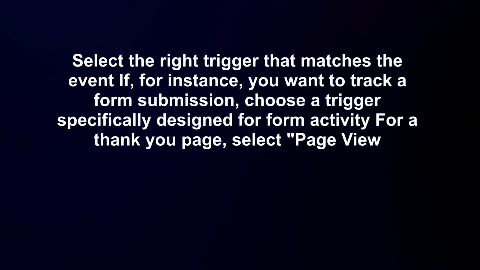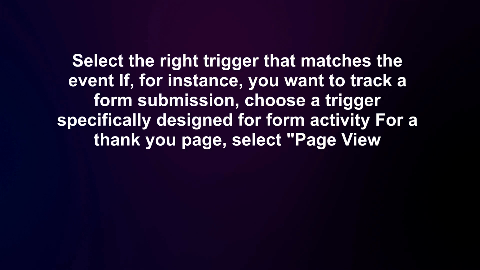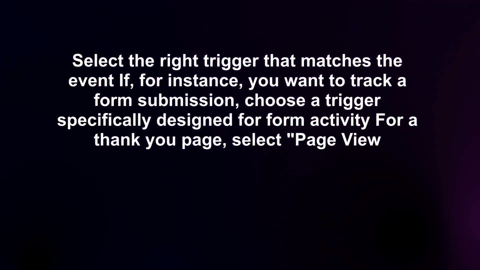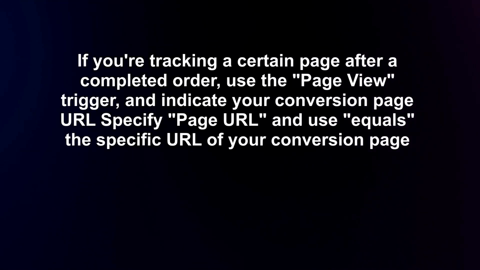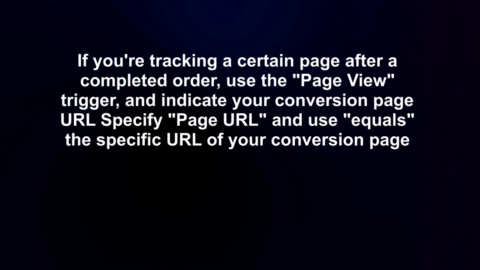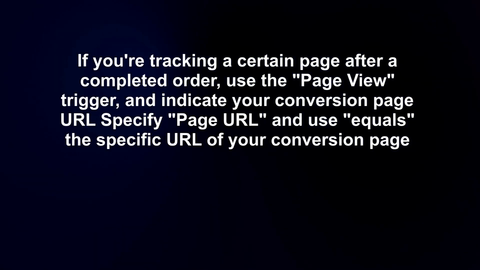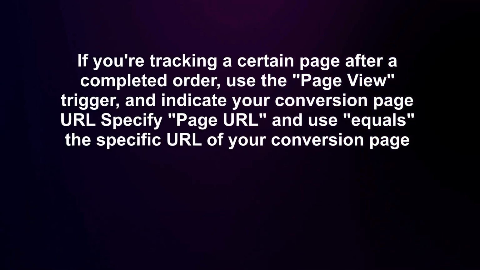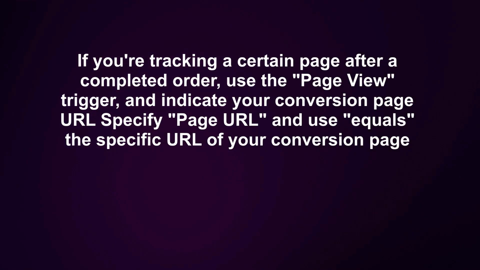If, for instance, you want to track a form submission, choose a trigger specifically designed for form activity. For a thank you page, select Page View. If you're tracking a certain page after a completed order, use the Page View trigger and indicate your conversion page URL. Specify Page URL and use equals the specific URL of your conversion page.